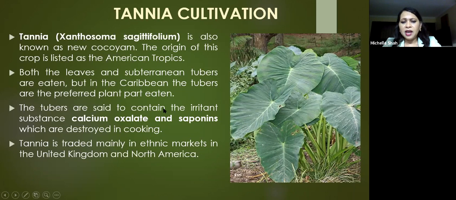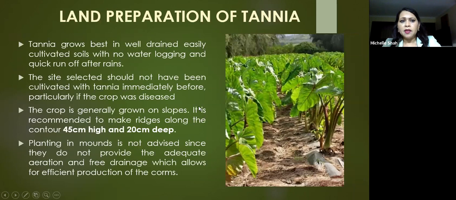And in the Caribbean, we have these tubers also being grown. The land preparation of the tanya we see in the diagram. Tanya grows best in well-drained, easily cultivated soils with no waterlogging and quick runoff after rains. The site selected should not have been cultivated with tanya immediately before, particularly if the crop was diseased.